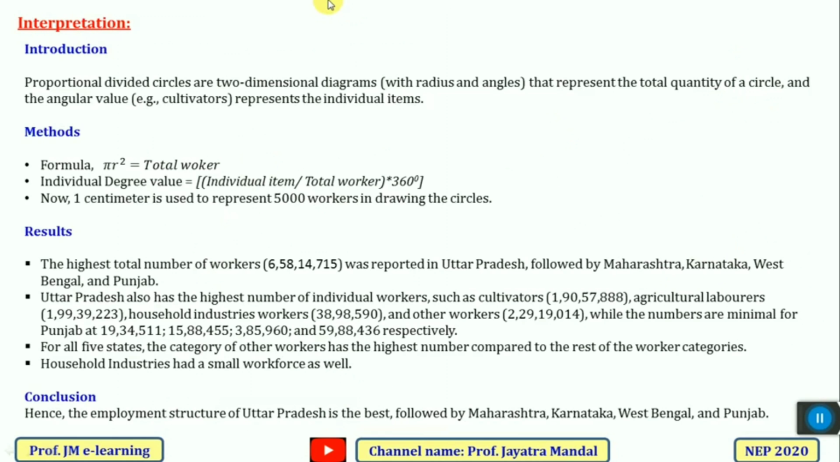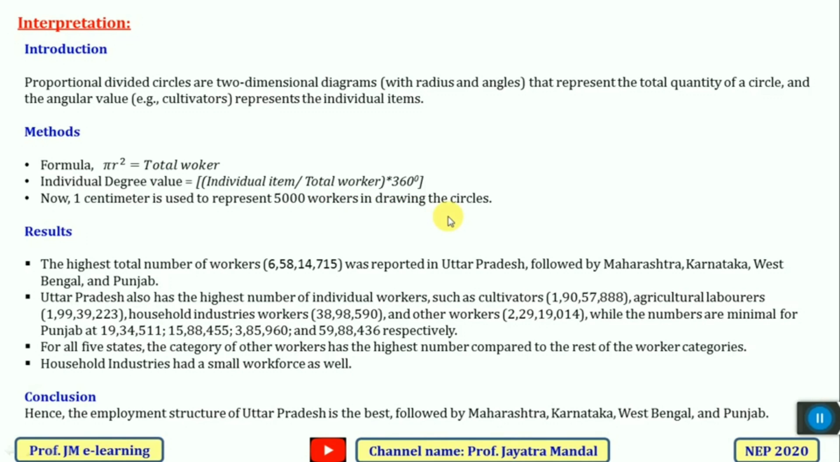Next, interpretation. Introduction: proportional divided circles are 2-dimensional diagrams that represent the total quantity by a circle, and the angular values represent the individual items. Methods: working formula and scale. Here is the formula and scale. Now 1 centimeter is used to represent 5,000 workers for drawing the circles.